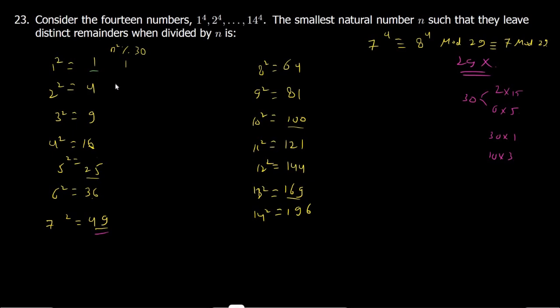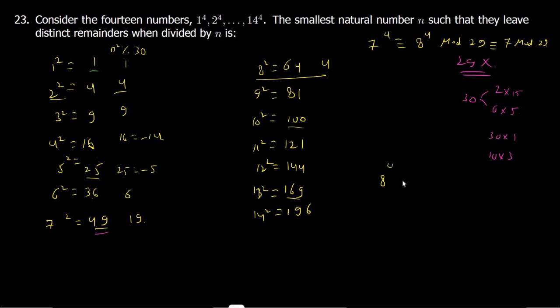4 divided by 30 is simply 4. 9 divided by 30 is 9. 16 by 30 is 16 only, which you can also say minus 14 mod 30. 25 is 25, which is also minus 5 mod 30. 36 is 6 mod 30. 49 is 19 mod 30. 64 is 4 mod 30. This is also 4 mod 30. So they will become congruent basically.